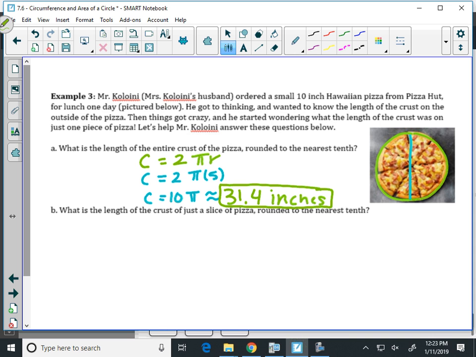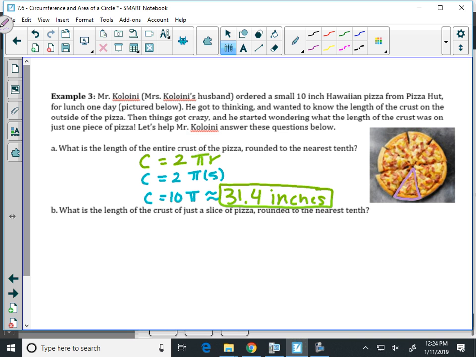Well, that's the length around the entire pizza, around the entire circle. He just wants to know, well, what's the length on just a piece of pizza? What's the length of the crust on the outside of just one piece? Well, if we look at this one piece right here, what fraction of the circle is that one piece? It's 1/8, because there's 1 out of 8 pieces. So what do you think we have to do with 1/8?